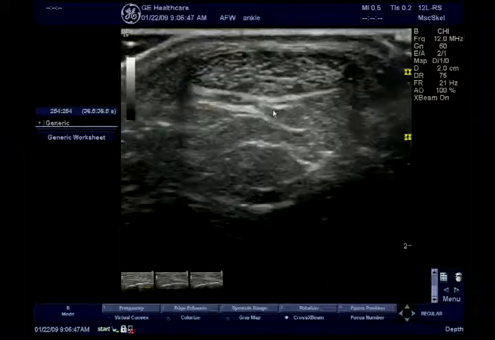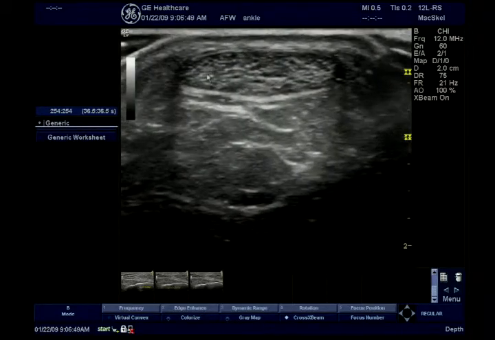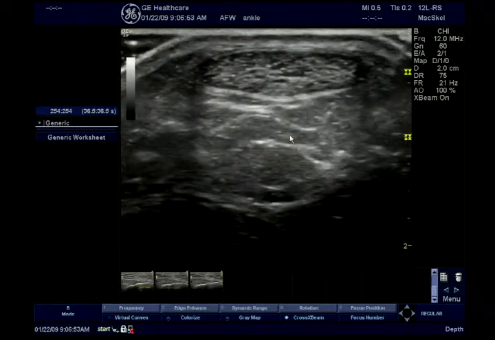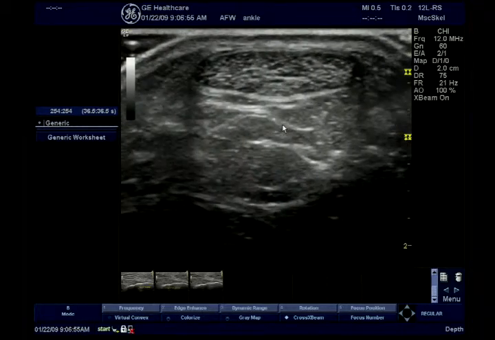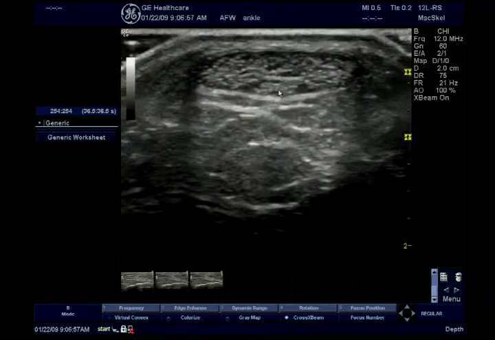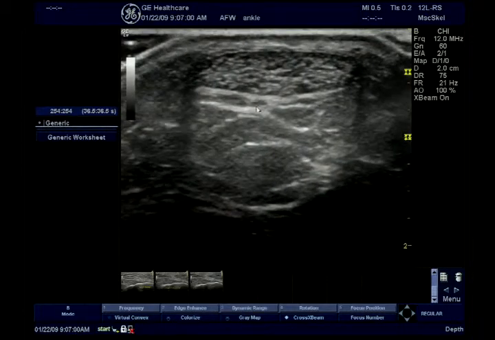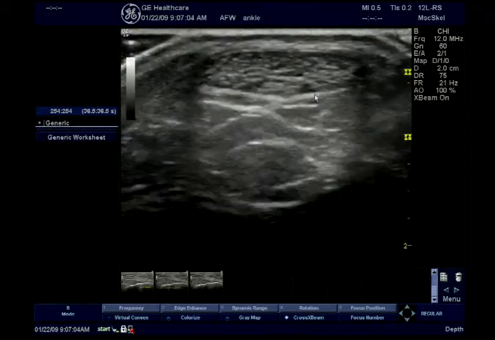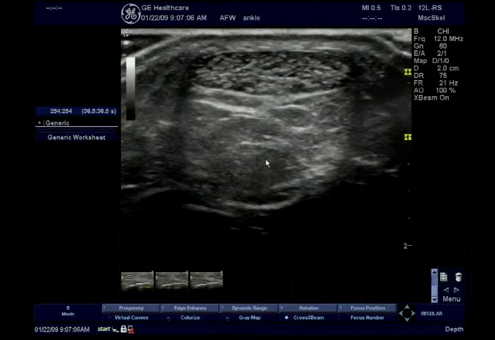The most medial and lateral aspects of the screen will be off of the image because there's no contact with any of the skin or of a body. What we will identify though is the Achilles tendon that we will see in cross-section as it abuts over the calcaneal bone.